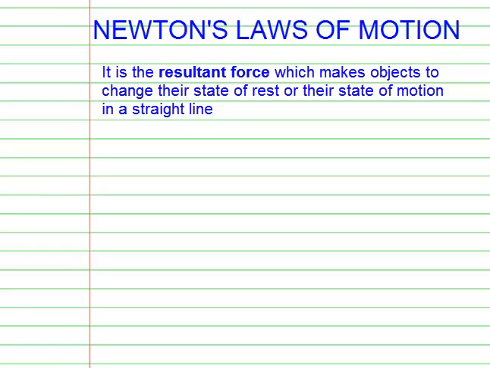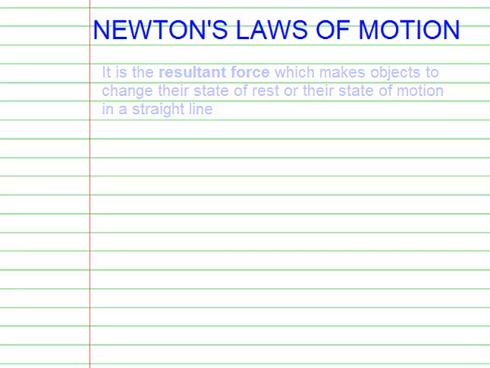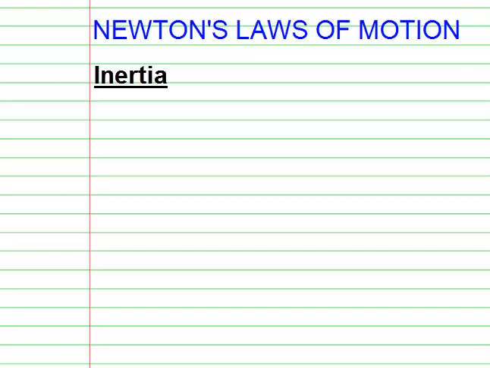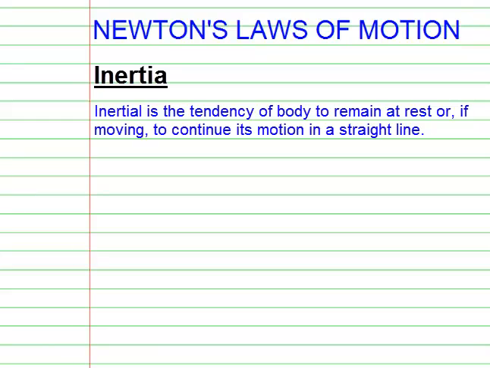Now let us consider a new term that is important as far as Newton's first law is concerned. This term is called inertia. Inertia is the tendency of a body to remain at rest, or if moving, to continue its motion in a straight line. Bodies at rest or in motion have inertia. For this reason, Newton's first law of motion is often called the law of inertia.